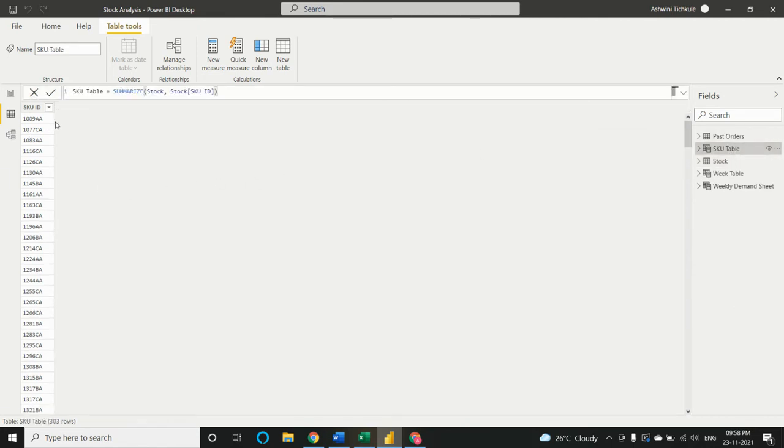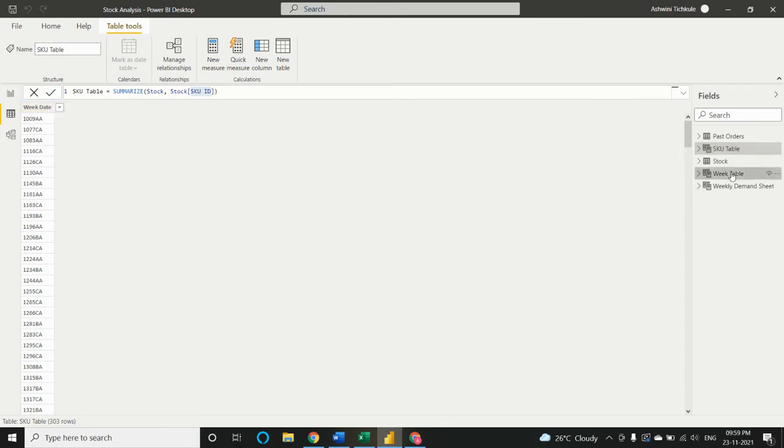For generating the SKU table, what I have to write is SKU table equals SUMMARIZE. By using the summarize function, we can summarize the data from a different table. From stock, I have to get one SKU ID column only. So I have to write the stock, this is the table name, and then in the stock it is SKU ID. So I get the SKU ID here.